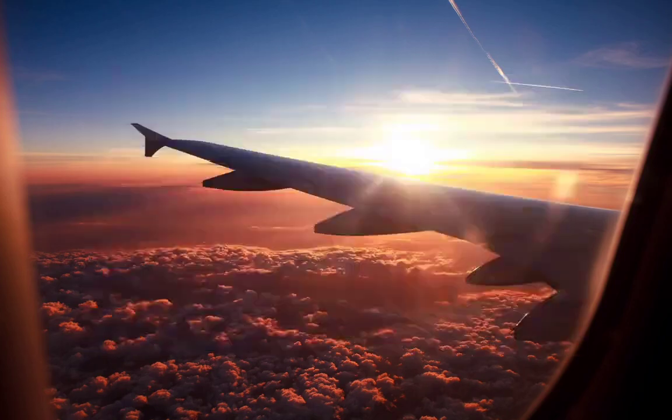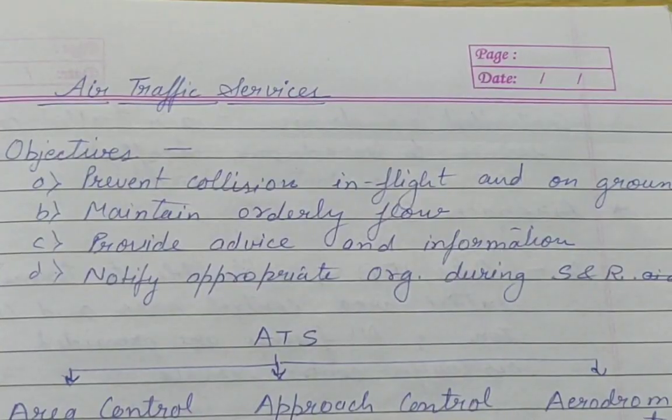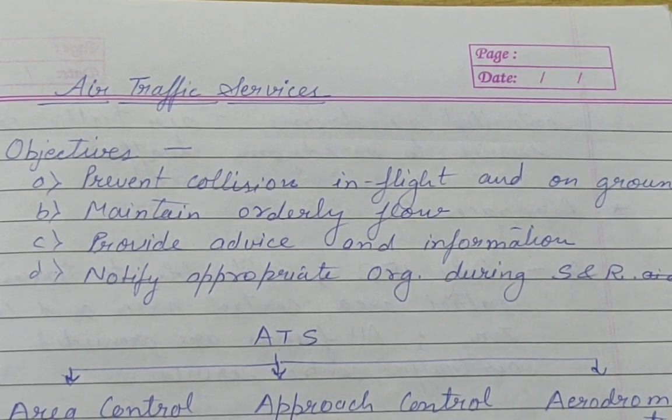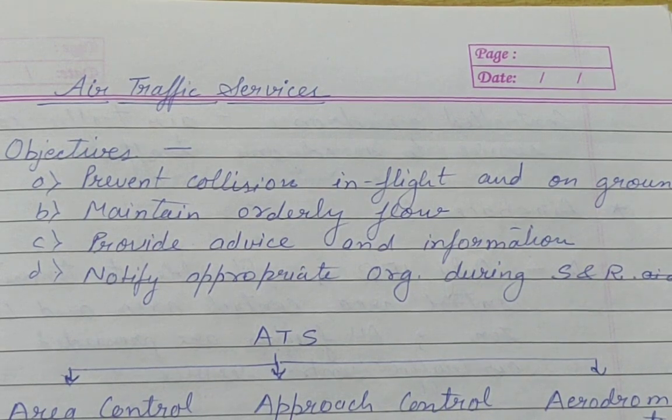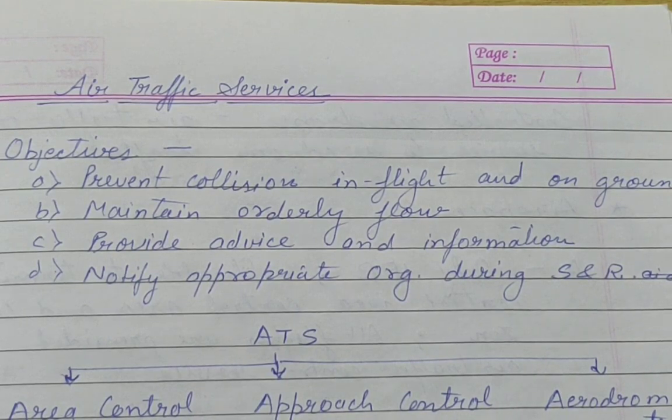So let's get started. Let's start with the objectives of air traffic services. Its basic function is to prevent collision between flights in the maneuvering area on the ground or those which are airborne, and also to prevent collision between flights and any obstructions on the land. Then, to maintain an orderly flow of air traffic, and to provide advisory and information, any help needed to the aircraft. And lastly, it has to notify appropriate organizations during any emergency or search and rescue operations.